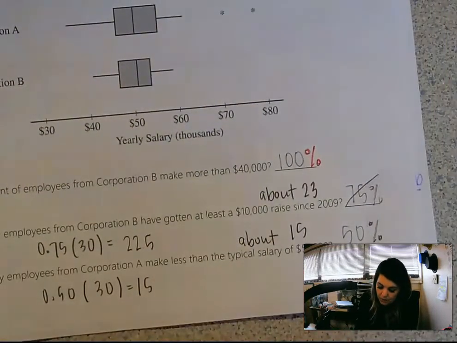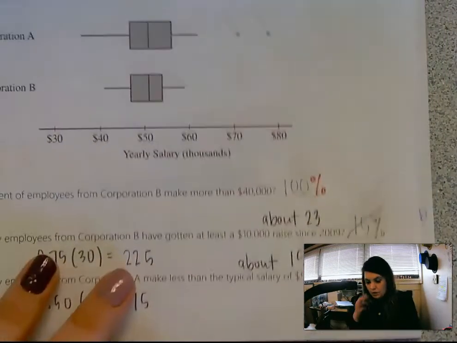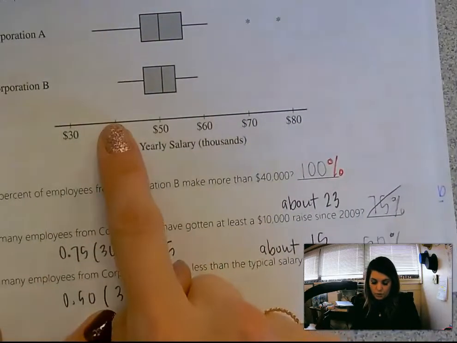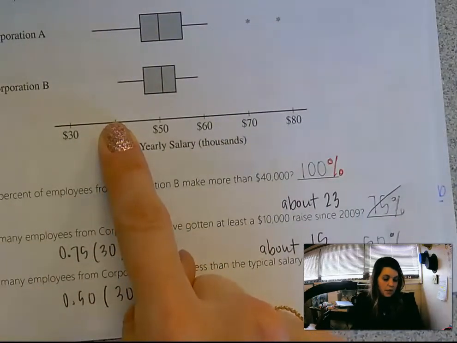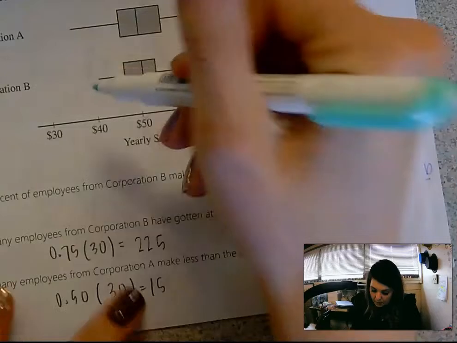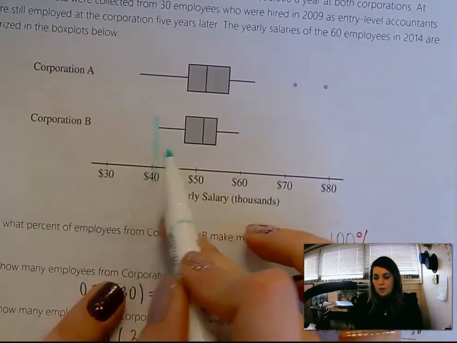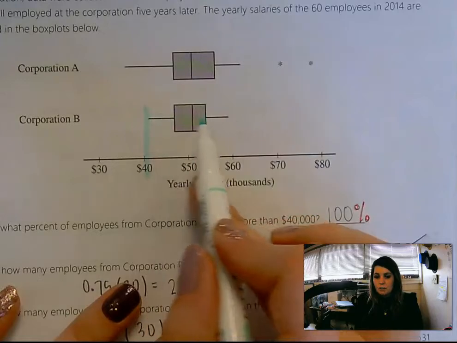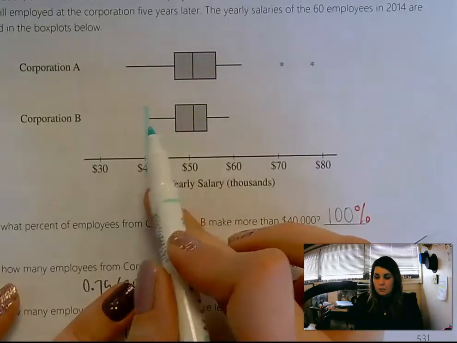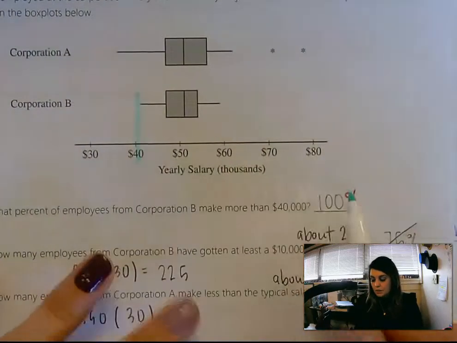Number 2, what percent of employees from Corporation B make more than 40,000? So once again, you would just go to the 40,000. You would make a line going straight up. And you can see that the entire box plot from Corporation B is above that 40 line, so about 100%.